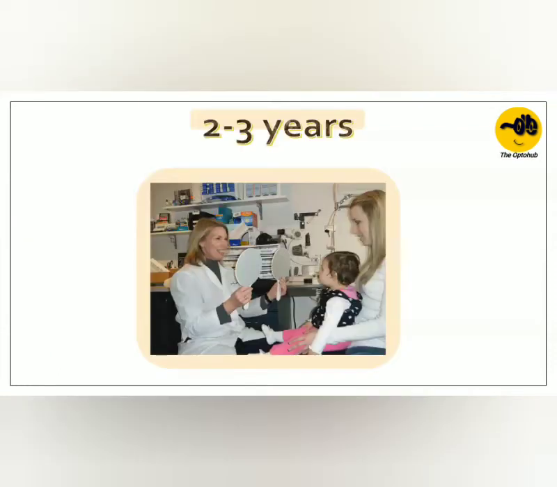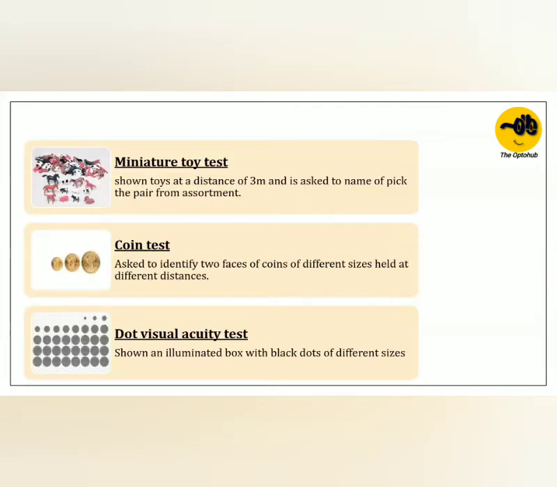So next is 2 to 3 years. Nature toy test में क्या होगा? They will be shown toys at a distance of 3 meters and they'll be asked to pick the pair from the assortment. ठीक है? So it is done at 3 meters and next is coin test. So इसमें the child will be asked to identify the 2 faces of the coins of different sizes held at different distances. Next, dot visual acuity test.